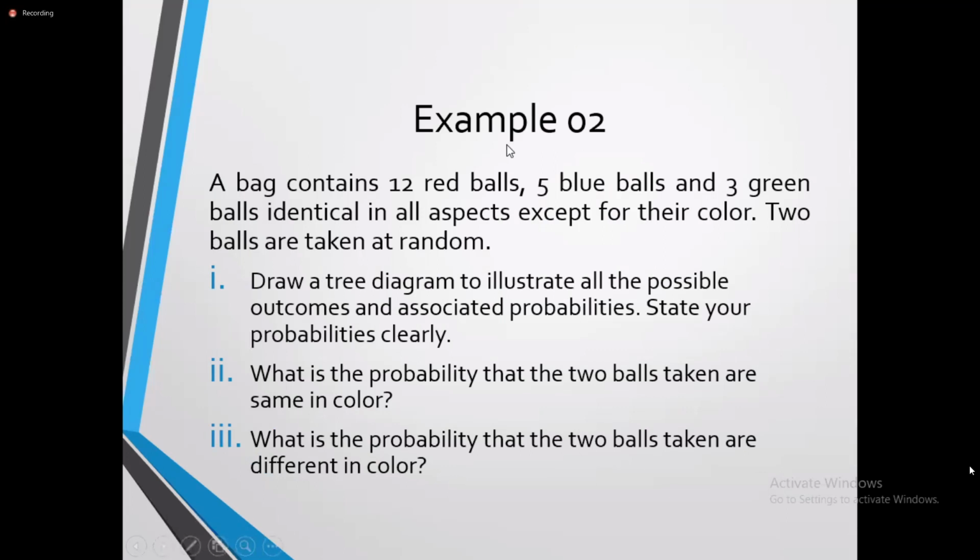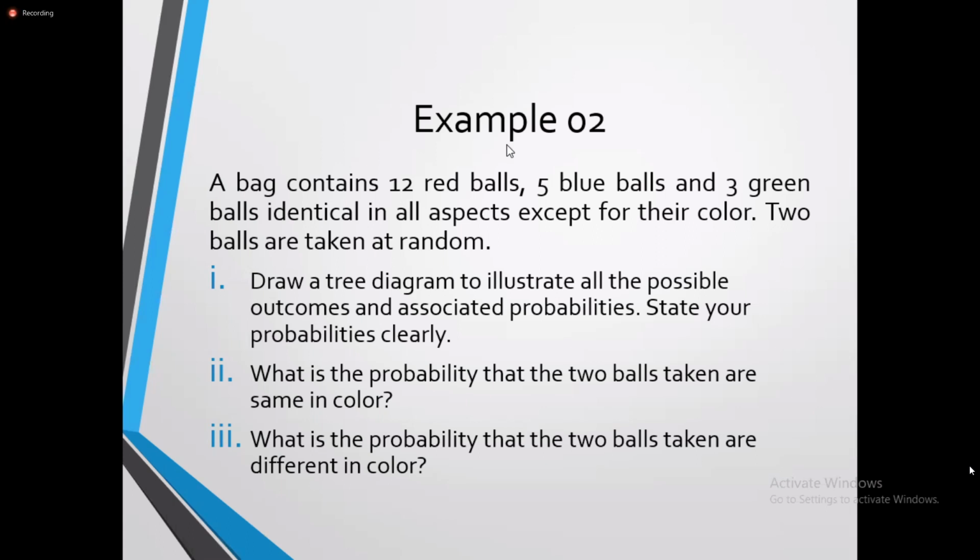A bag contains 12 red balls, 5 blue balls, and 3 green balls, identical in all aspects except for their color. That means they are similar balls, only the color is different. So that bag contains 12 red balls, 5 blue balls, 3 green balls. Altogether we have 20 balls.